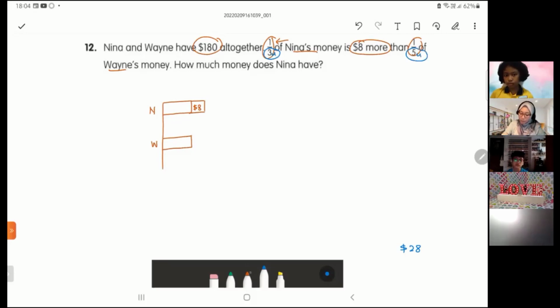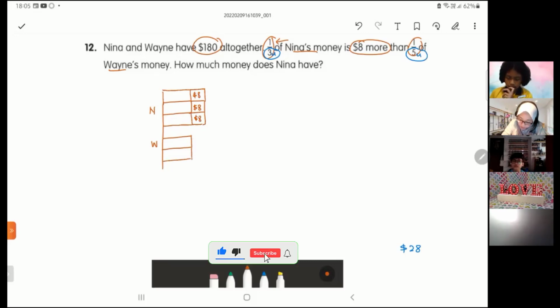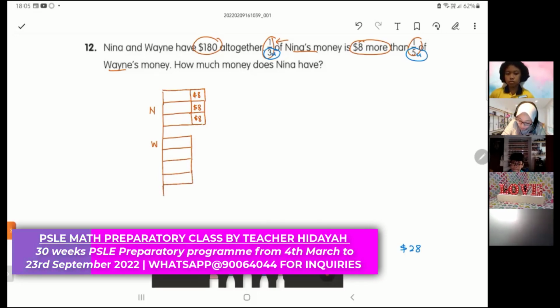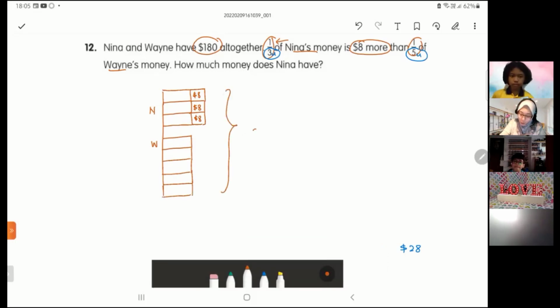I'm going to stack it up. Okay, for Nina, I'm going to stack it upwards and Wayne stack downwards, right? No space. So Nina has 3 total parts. 1, 2, 3. This way, can you see? These are all $8, $8. For Wayne, I have 1 unit ready. I need to draw 4 more, right? 1, 2, 3, 4, and 5, like this. A total of $180.